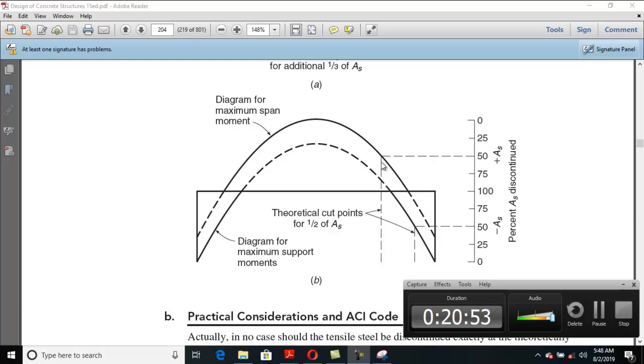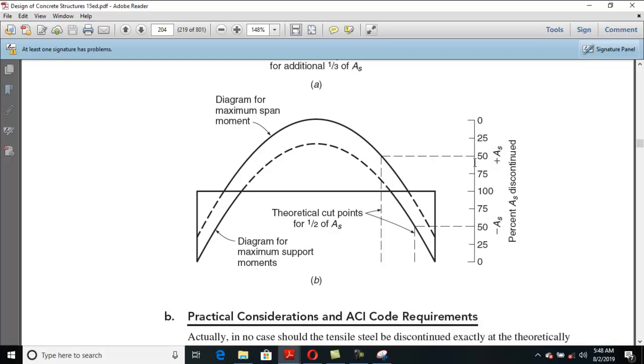Clear? So here the same scale is used. If you are interested in finding the cutoff point at which you are cutting 50% of the positive steel area, just draw this line, select this point and come down. From there you can select those fractions. Multiply those fractions with the length of the beam, and you will get the distance from the support to the cutoff points. Clear? So this is the same approach.